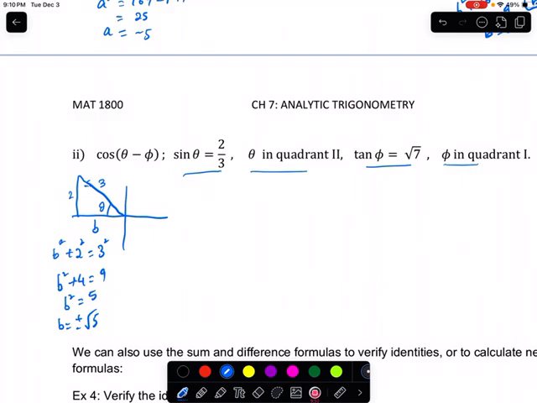So what will it be? P will be equal to negative square root of 5, so that I can write the cosine of theta.